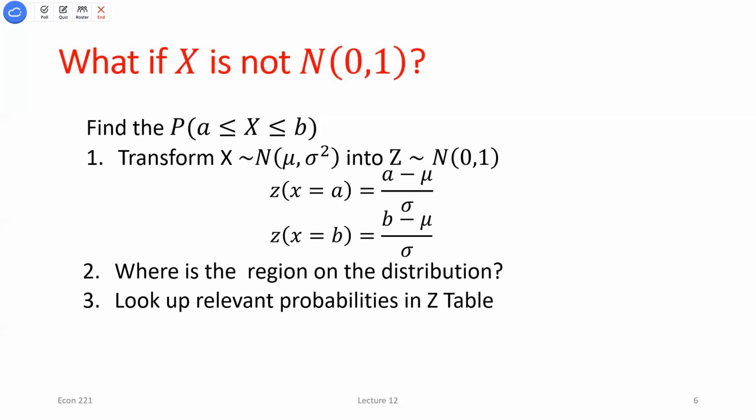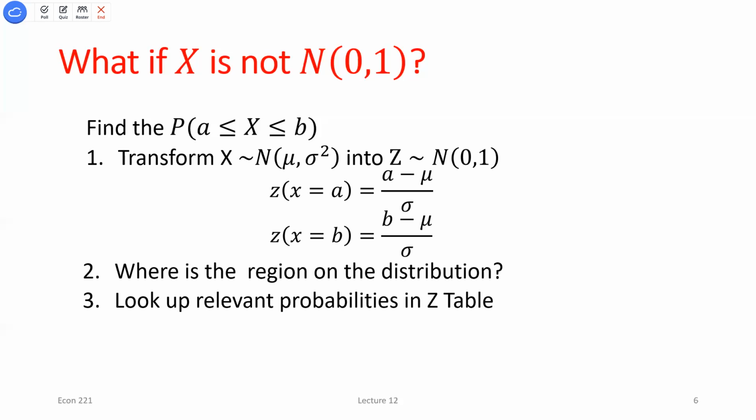So maybe an easier kind of visual way to think about that. If I want the probability I'm in between two values, I'll find the probability associated with each z-score and subtract the smaller probability from the larger one. That's more of a maybe not so technical way of kind of remembering how to do it.